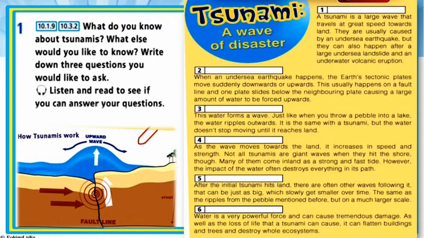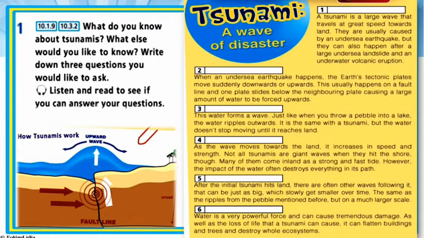Not all tsunamis are giant waves when they hit the shore, though. Many of them come inland as a strong and fast tide. However, the impact of the water often destroys everything in its path.